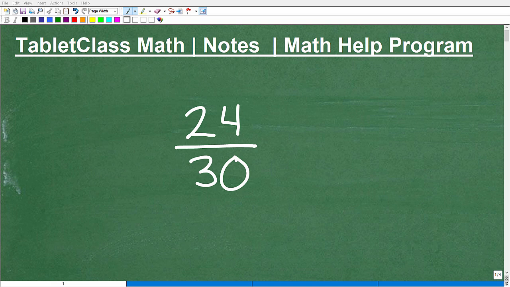Okay, let's go ahead and learn how to reduce this fraction. Reducing fractions or simplifying fractions is a key fundamental skill in math. You absolutely need to know how to do it. So if you're a little bit shaky on this or just confused in general, just stick around and I will help you out big time.